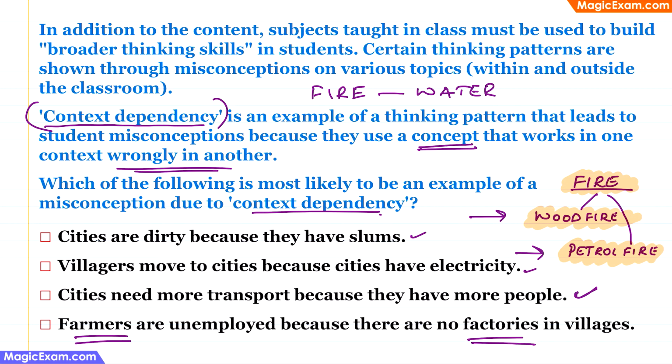Farmers can be doing other things. They can be farming, they can be doing forestry. So, they can be employed in other activities. Therefore, this statement which says that farmers are unemployed because there are no factories in villages is a contextually incorrect sentence, and this is the answer here.